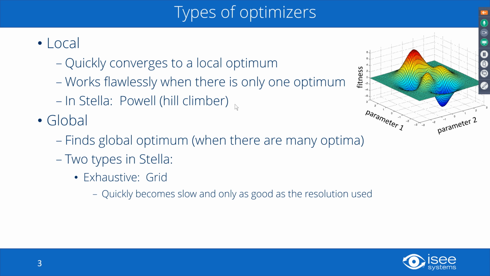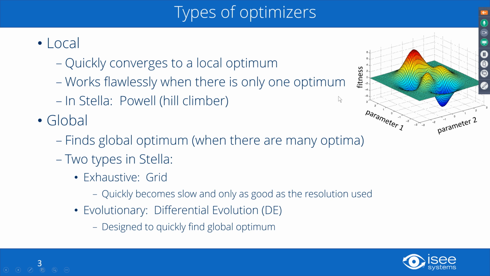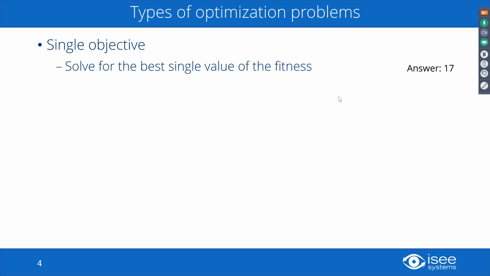The first one is an exhaustive type, where it does an exhaustive search, and that's called grid. The problem with grid is it will become very slow as your problem gets larger or you want higher resolution. And it's only as good as what the resolution is. It does literally a grid search. It would look along, if you look at the grid lines in this picture, it would look along those grid lines pretty much. And then we have an evolutionary method called Differential Evolution, which is designed specifically to find the global optimum without an exhaustive search. So we say quickly find, but it's slower, of course, than Powell, which is a local optimizer.